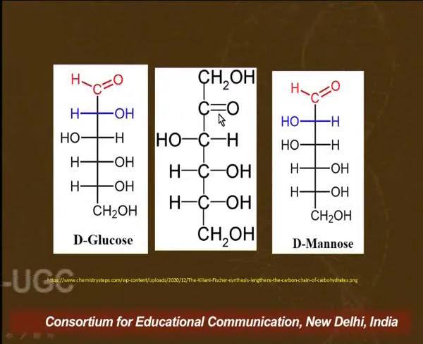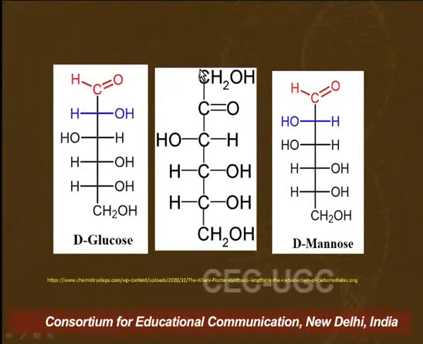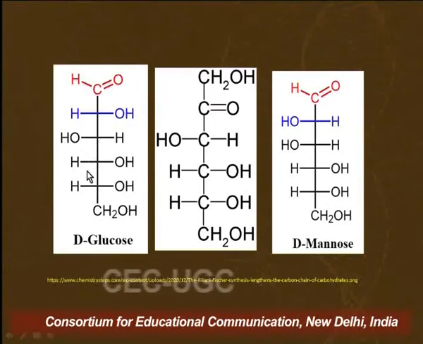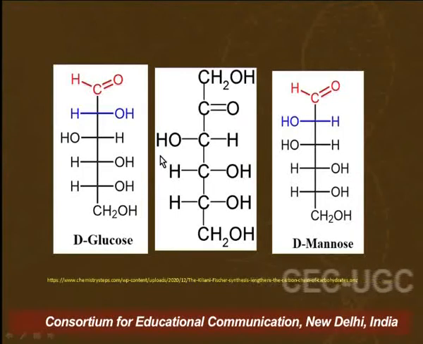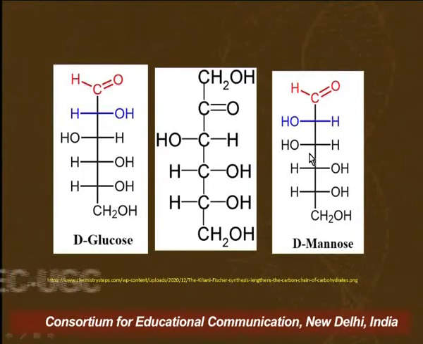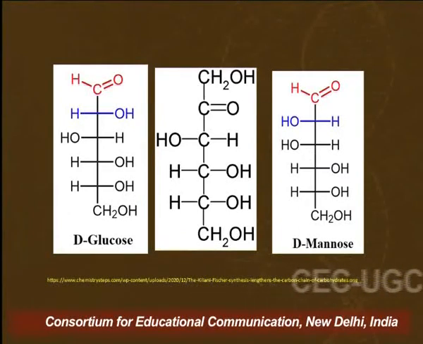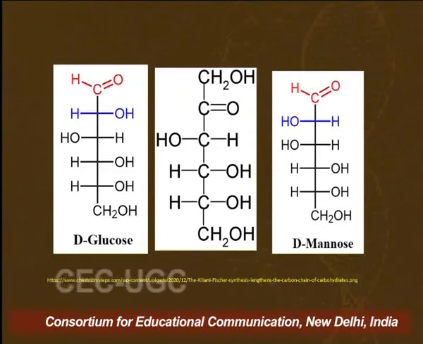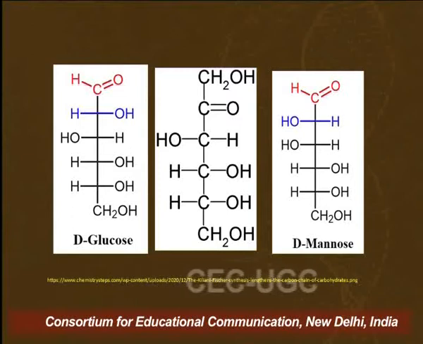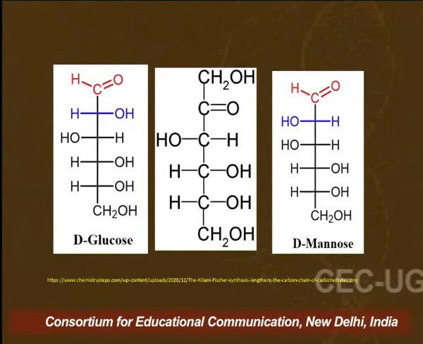1, 2, 1, 2, 1, 2, and since they are differing at only these two carbons, the reaction will also take place at these two carbons only, right? And these four carbons below are not involved in the reaction. So whether we carry out the reaction of glucose, fructose, or D-mannose with phenylhydrazine, we will get the same ozazone derivative.